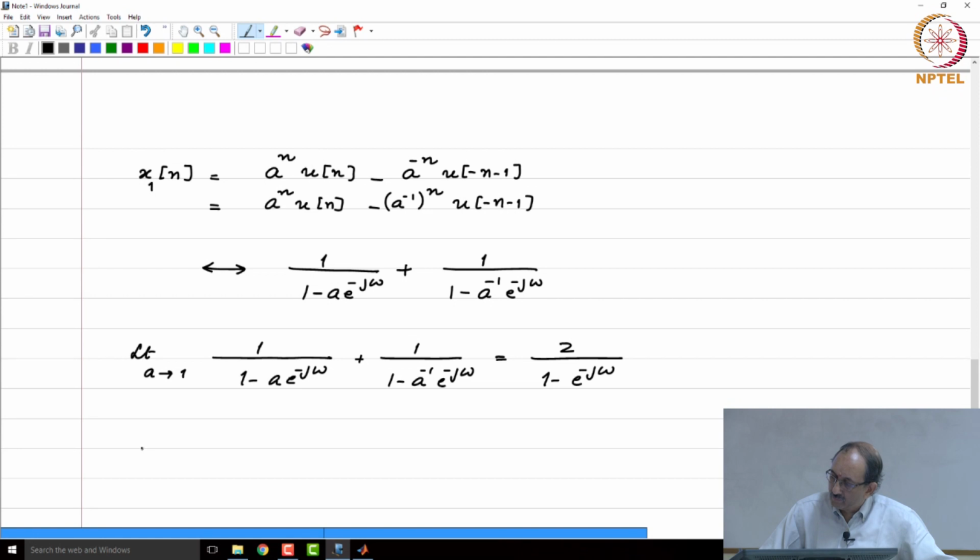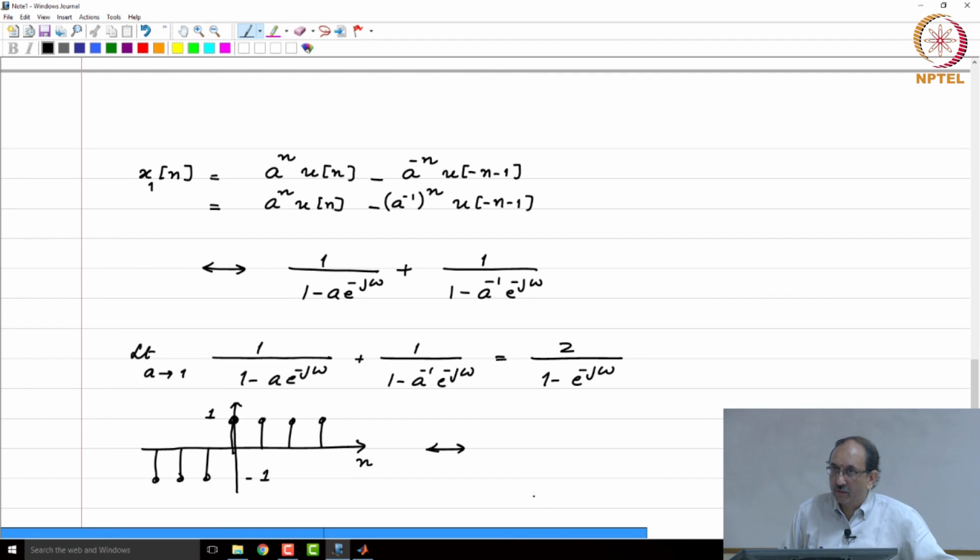And hence SGN as defined like this, so this is 1, this is minus 1, this is n. Therefore, this sequence has transform 2 by 1 minus e to the minus j omega.